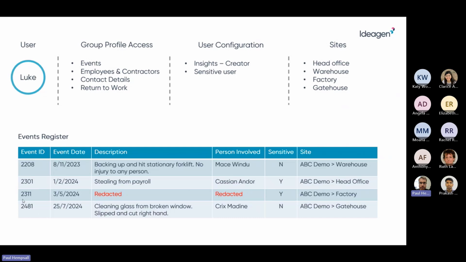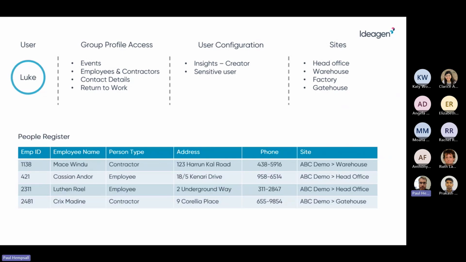And that's because Luke is assigned to that event as the sensitive user. Whereas if we look at event ID 2311, Luke can still see that there is a sensitive event there, but can't see any of the information behind that. And that's because Luke's not attached to that event as a sensitive user. Now, the reason why it's important that we still expose that there is an event there is that in the events register, you can still include sensitive events in your aggregate count. So if you're doing a count of how many events are in my system within any sort of time frame, then it will include sensitive events inside the count there. But you just can't see the information that's behind those.